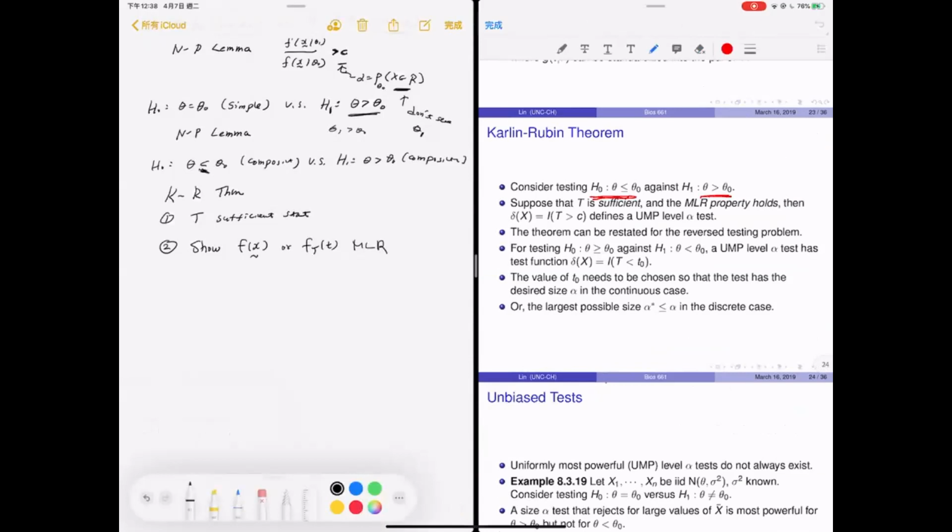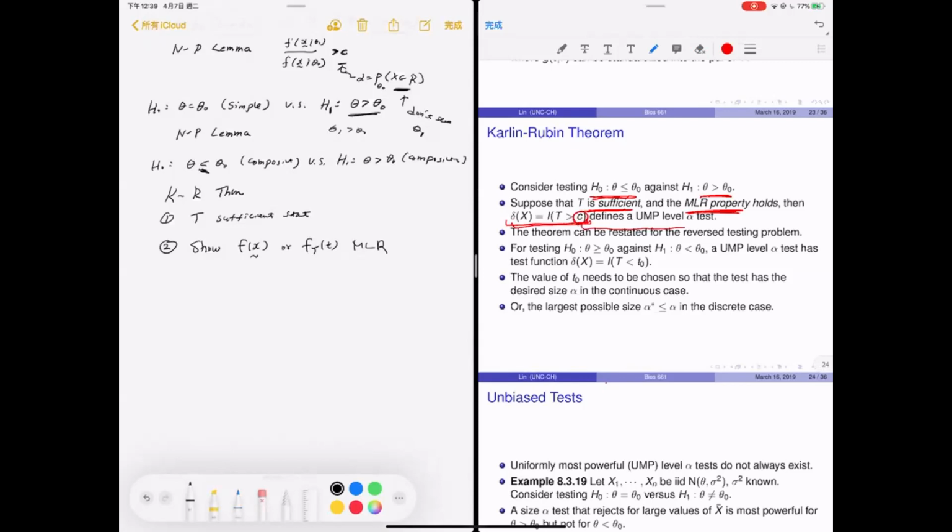Okay, good. So in this case, you find the sufficient statistic right here, and then show that you also have the MLR property. Your ratio of two PDFs is going to be an increasing function of the sufficient statistic T. Such that you could directly use the rejection region of T bigger than C to define the UMP test. Again, how do I find C?